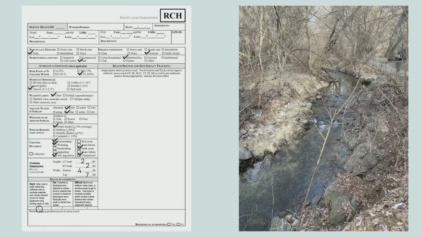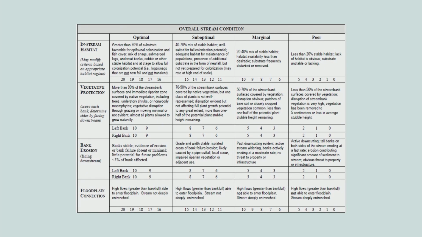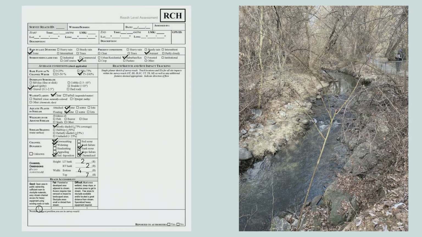Oops. For reach accessibility at the bottom, I put a 5. Why? Oh, my 5's already up there. Because it's a park with public ownership, at least city owned, it's easily accessible. There's room to stockpile materials and there's easy access for heavy equipment.